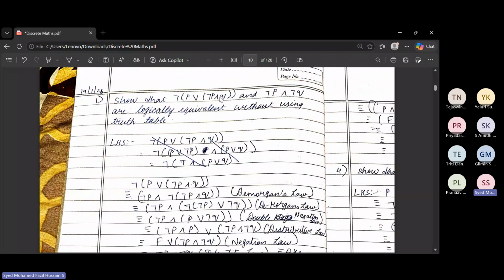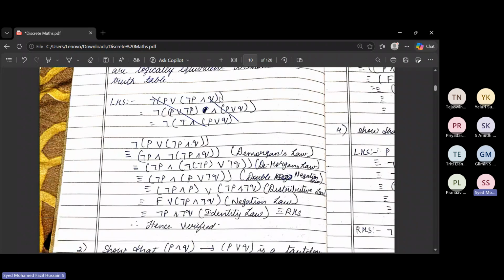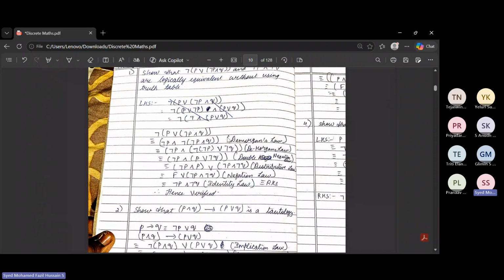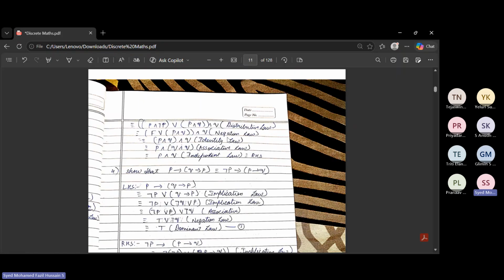So here, let's take an example. I'll just explain this example because we are in a revision. So I'll just explain this example and go to the next topic.